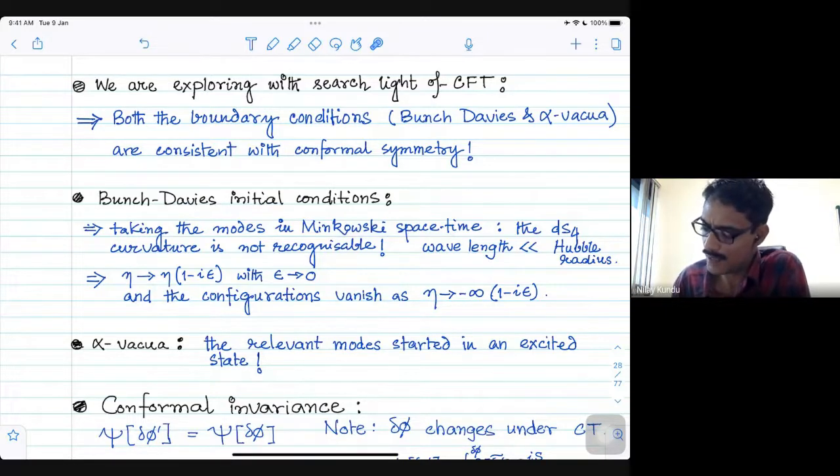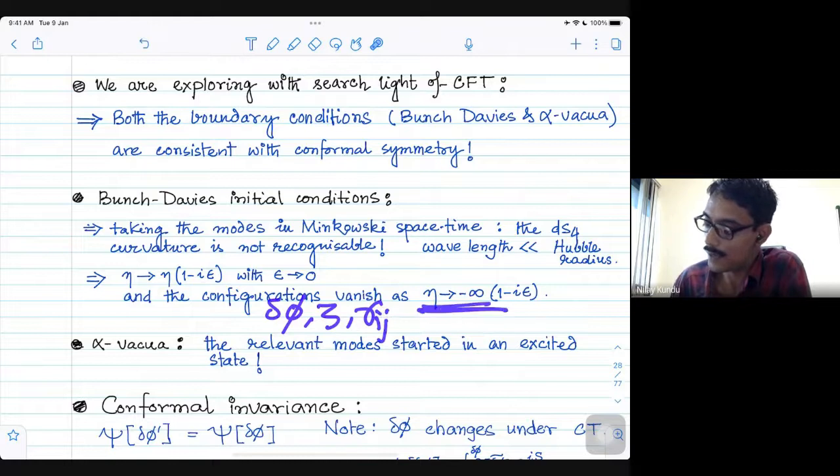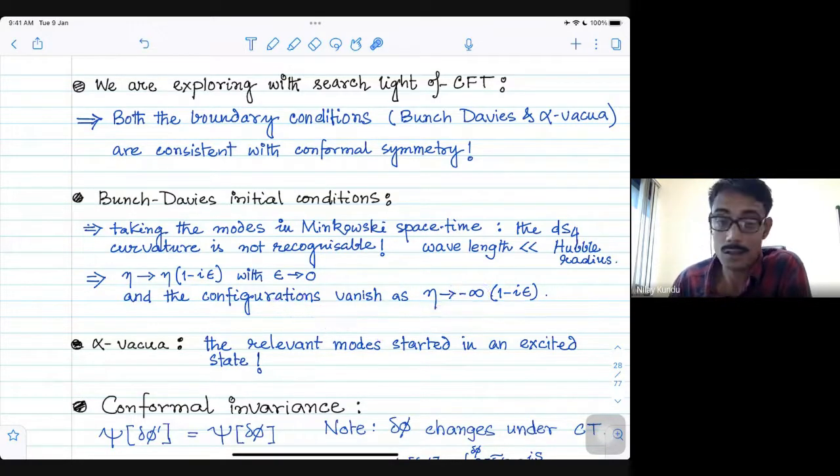but they feel that they are almost in Minkowski spacetime. This is implemented in the path integral by analytically continuing eta, the conformal time contour. This is the i epsilon principle that we study in quantum field theory, and around this contour, one needs to assume that the modes delta phi, zeta, or gamma ij vanish as eta goes to minus infinity, with this small imaginary i epsilon attached to it.